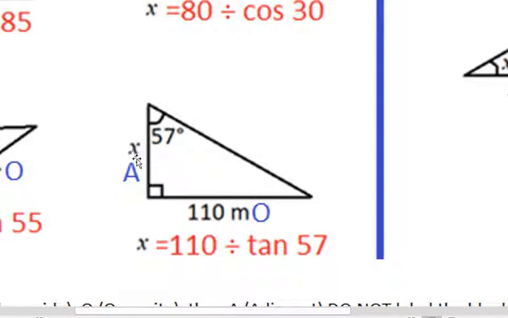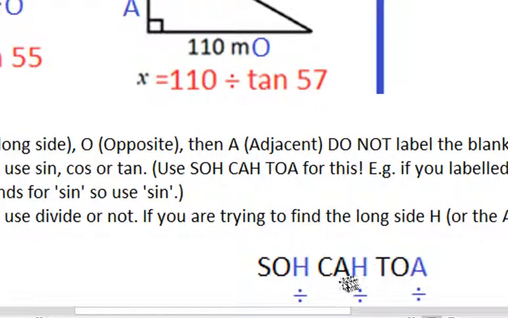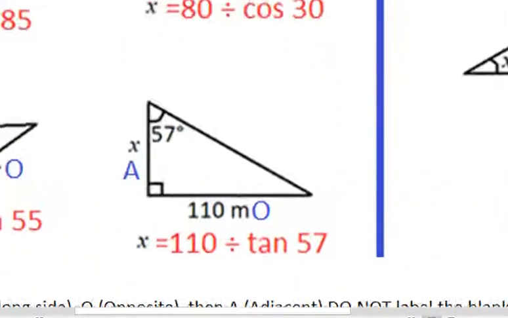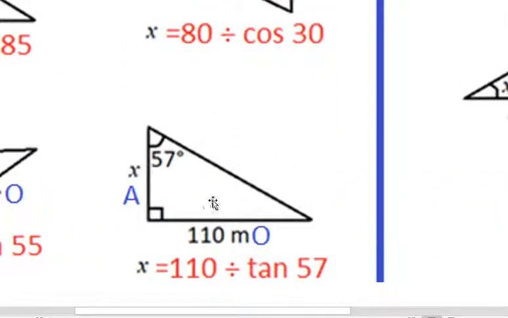For tan, only for tan, alright? Don't get mixed up, because when you go over here, we've got adjacent over here, and that's got nothing to do with divide for CAH. If we're trying to find the adjacent in TOA, we use divide. So we've got 110 divided by tan 57.